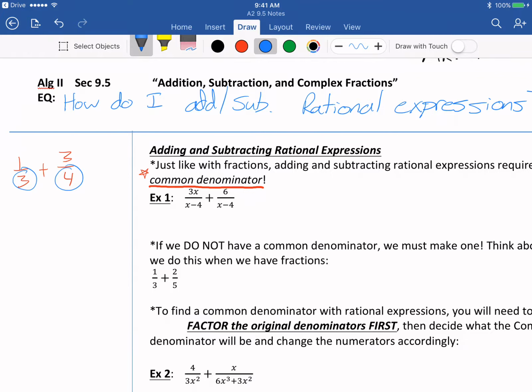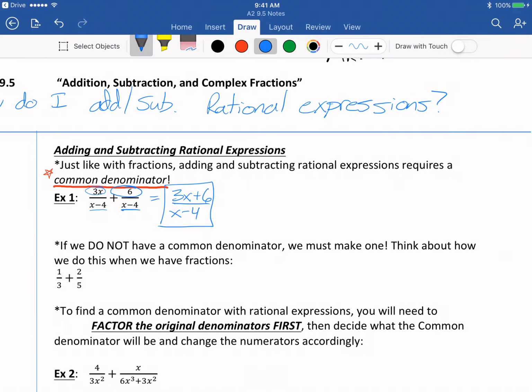So if I look at this first example, I have x minus 4 and x minus 4. You have to ask yourself, are those common denominators? And you say, sure, they are. So we can just take what's on the top and add those together. I can take 3x plus 6, and I can't combine those, they're not like terms, so I just have 3x plus 6 over x minus 4, and that is my final answer for example number 1. So if you have common denominators, you can just add the tops.